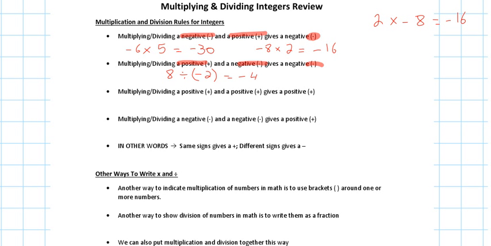Now, give me 2 positive numbers. 8 times 6. Can you find me the answer for that? 48. Positive? Yeah. So anytime you multiply 2 positive numbers, you're going to end up with a positive number. Okay?